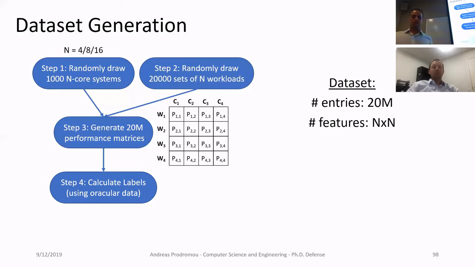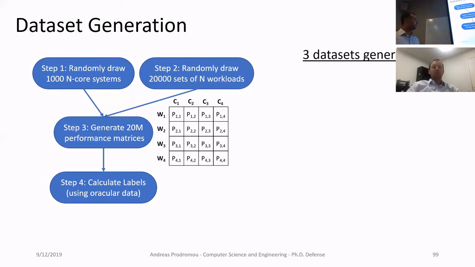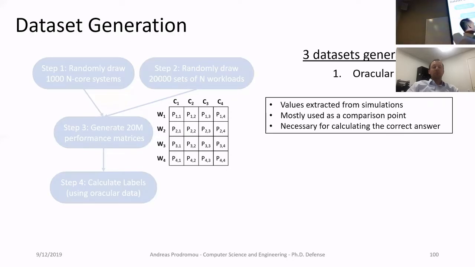So as I said, we generate 3 data sets. The first one really has to do with how we populate this matrix. The first one is optimal, oracular, sorry, where the values are error-free. They're just whatever simulations report. We mostly use this as a comparison point and for some bookkeeping.